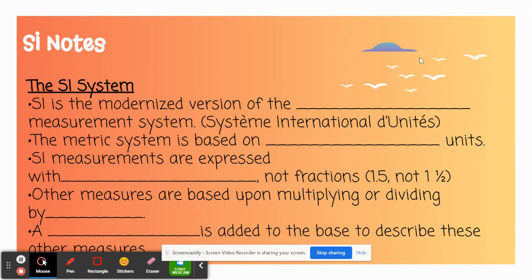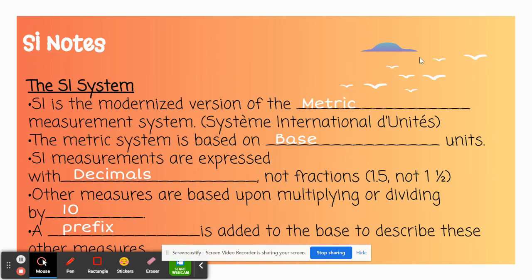So again, you'll want to pause your video here as we're taking the notes. SI is a modern system of the metric system. It's French, the Système International des Unités. The metric system is based on these base units, either meters, liters, or grams. Meters for length, liters for capacity or volume, and grams for mass.